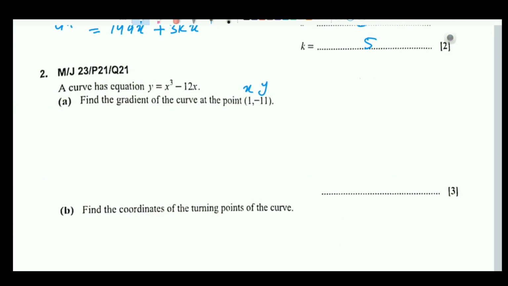So we can find the gradient of a curve at any point with the help of differentiation. Please remember that we can find the gradient of a curve at any point with the value of x. So if x is given to you, we can find the gradient of the curve easily with that value. Here we will use the value of x, that is 1. So a curve has an equation, and always remember here gradient is differentiation. The gradient is always dy over dx. So we will find the differentiation for the gradient, that is dy over dx.